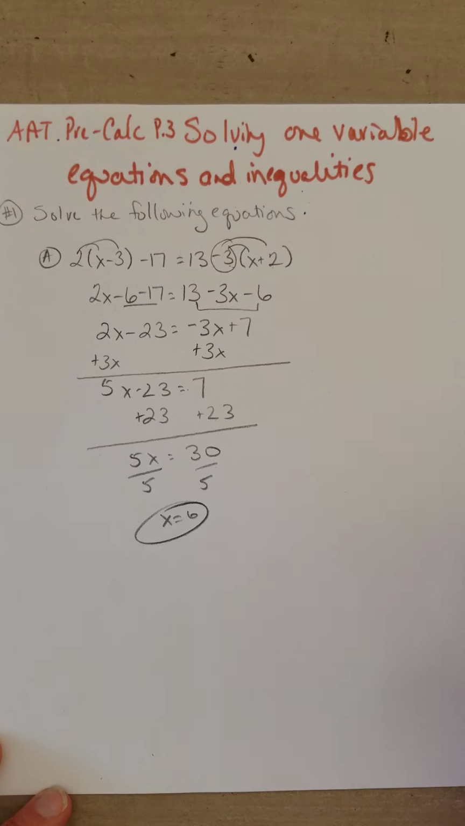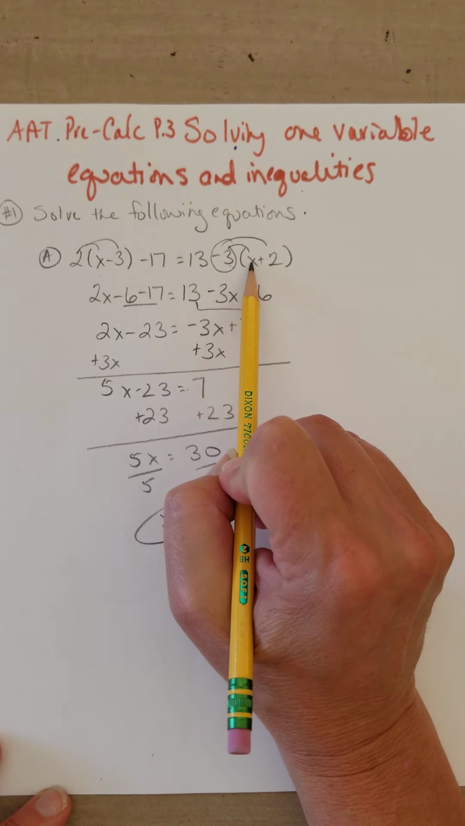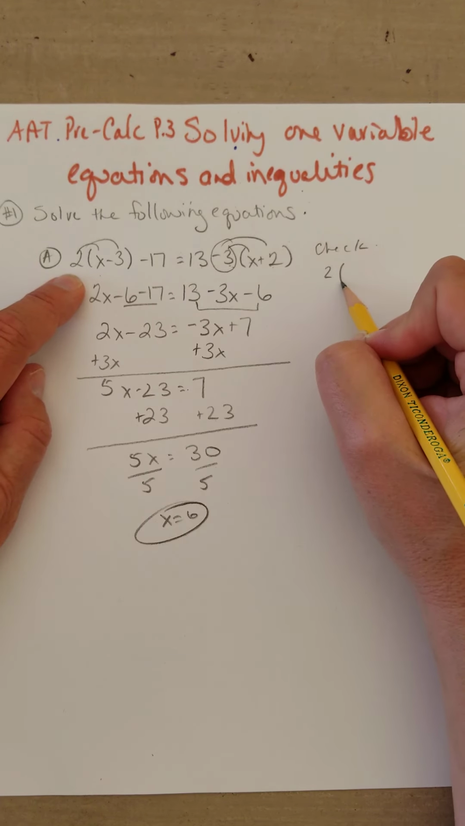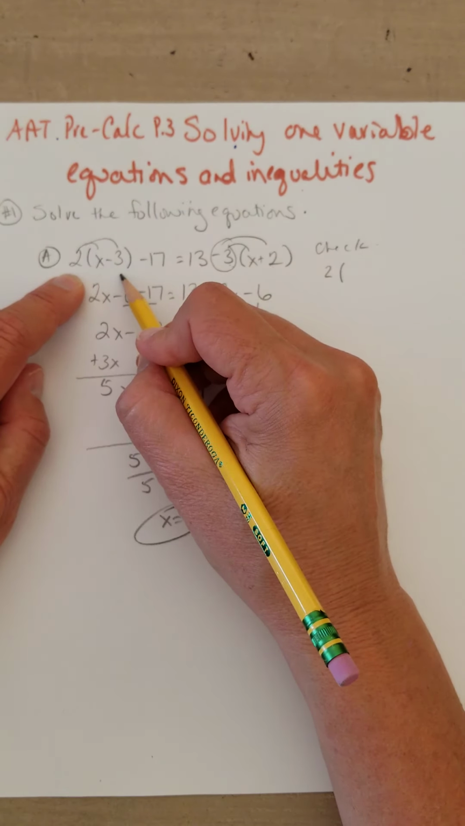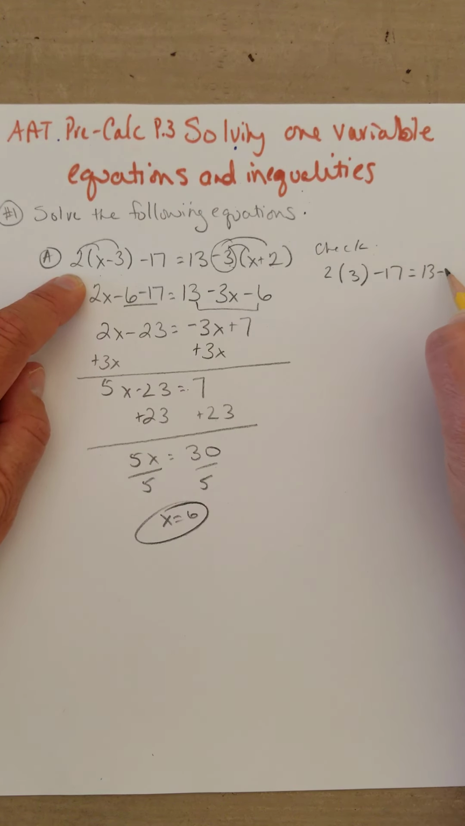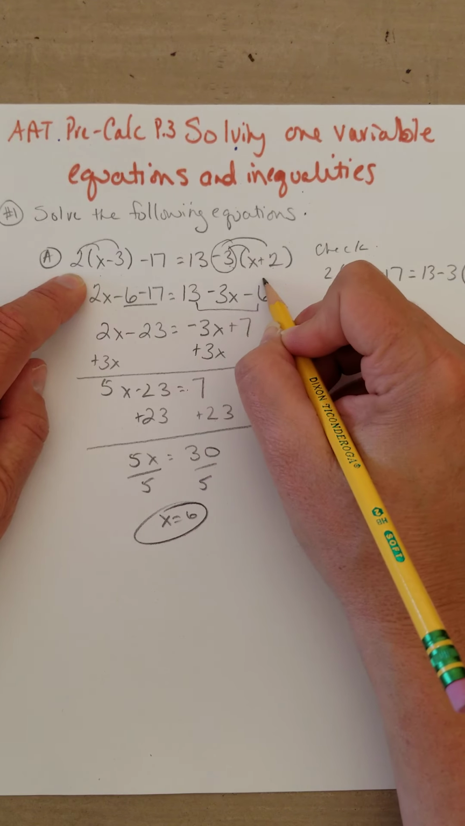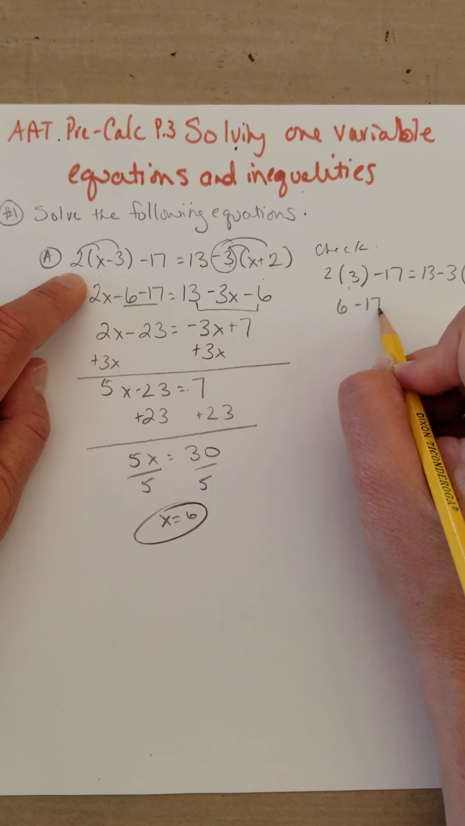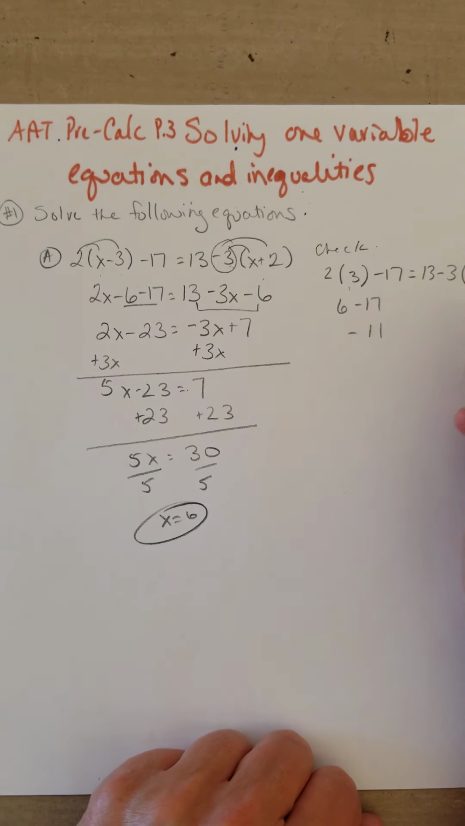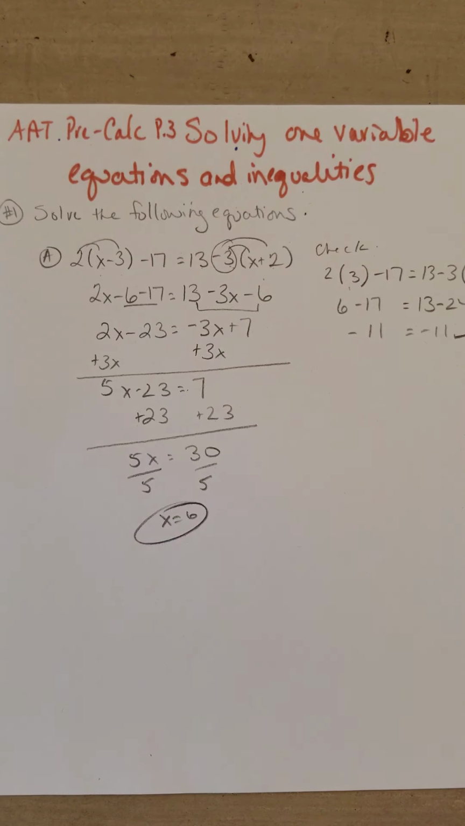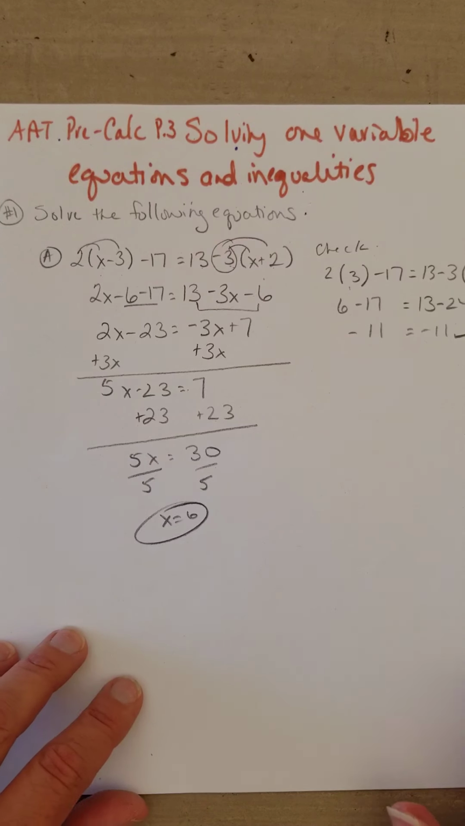So if I want to check this, all I do is substitute the 6 back here and here. So if I check it, I'm going to have 2 times, if 6 goes in here, 6 minus 3 is 3, that'd be minus 17. That needs to equal 13 minus 3 times, this 6 goes in here, 6 plus 2, that's 8, right? So this would be 6 minus 17. Wouldn't that be a negative 11? And this would be 13 minus 24. Wouldn't that also be a negative 11? And that checks. Do you have to check all of them? No, but it's a good thing to do.